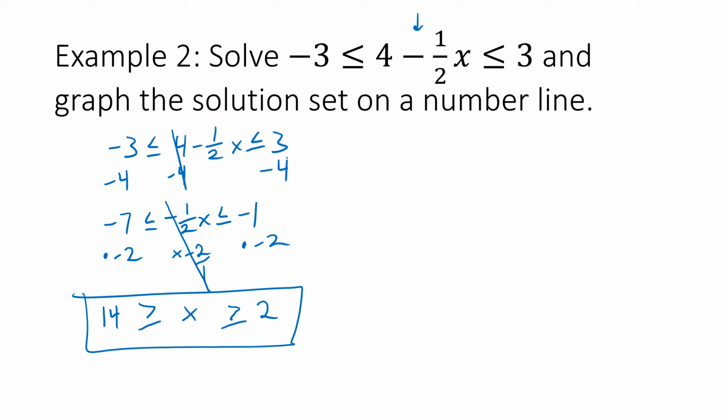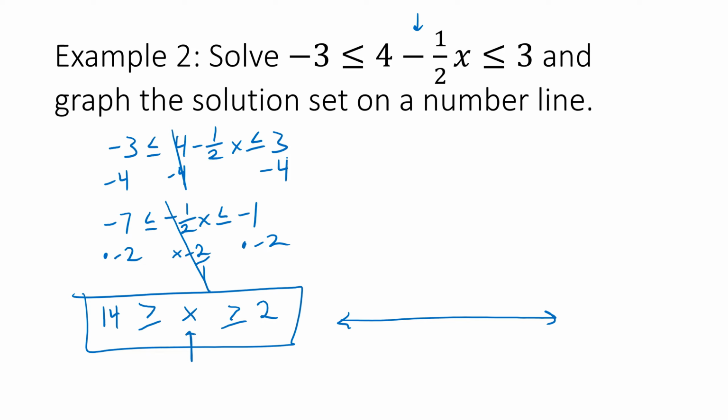And basically what it means is that x is in between 14 and 2. Here's how we're going to represent that on a number line. Think about it. This is an in-between problem. So the answers are going to be all the numbers in between 14 and 2. So what numbers for x work?